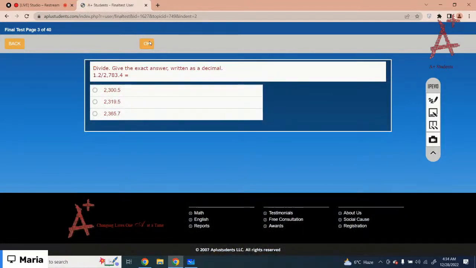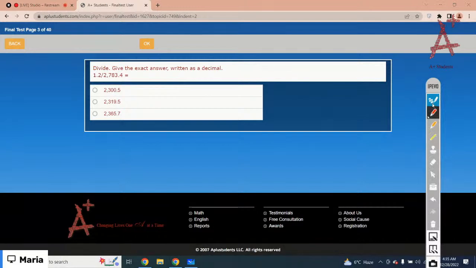Okay, the next one is 2783.4 divided by 1.2. So you have to move the decimal point one place right, because both of them have a decimal place. So it becomes 2783.4 divided by 12. Got it?